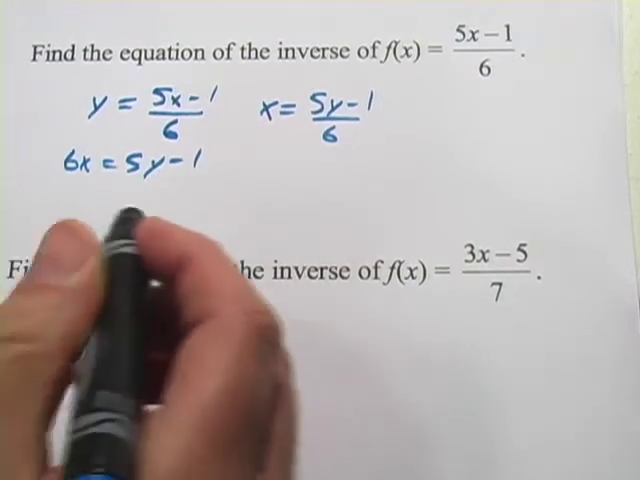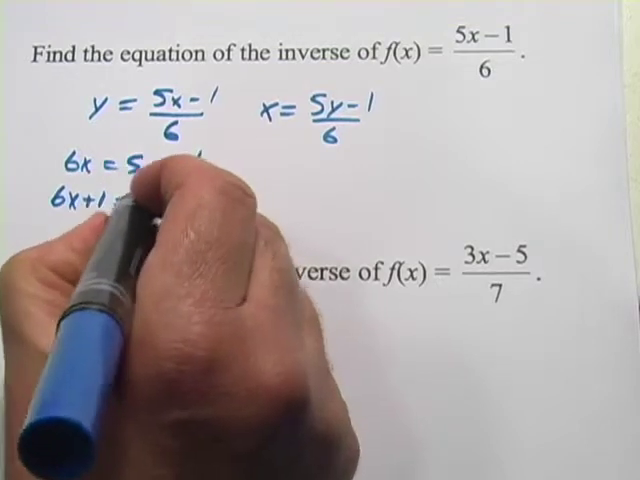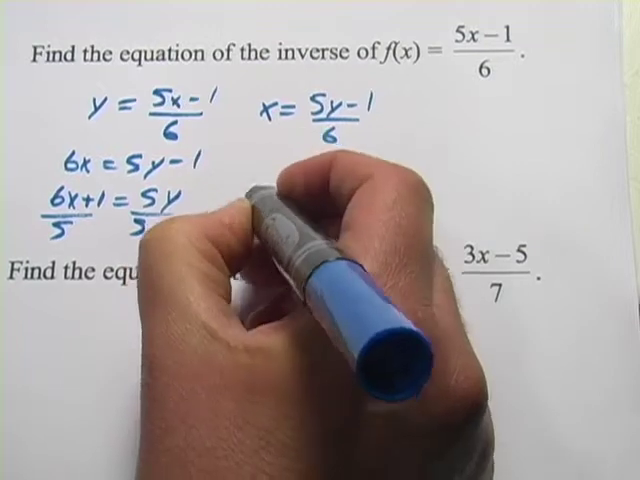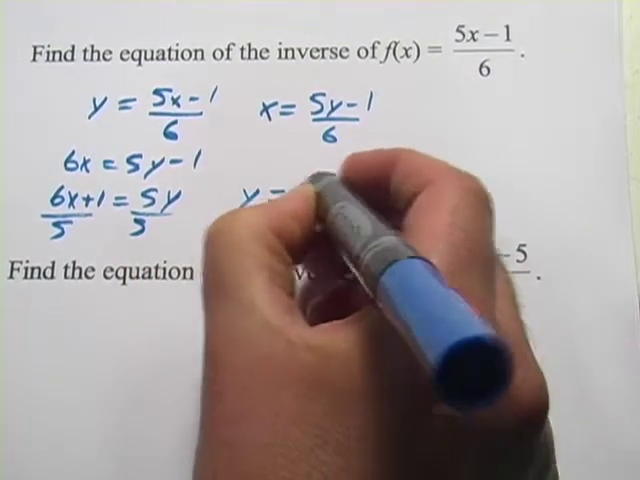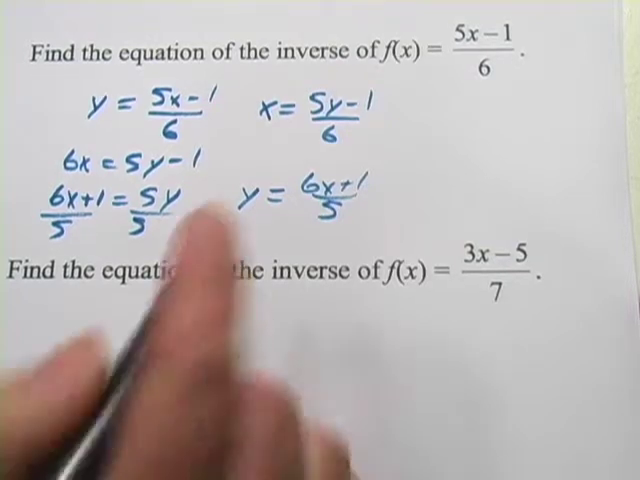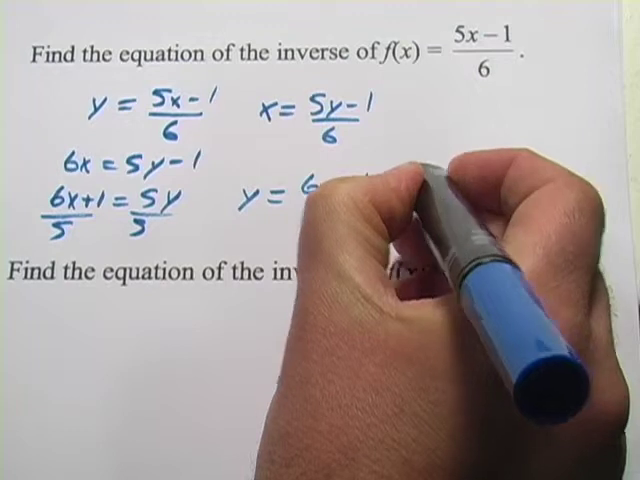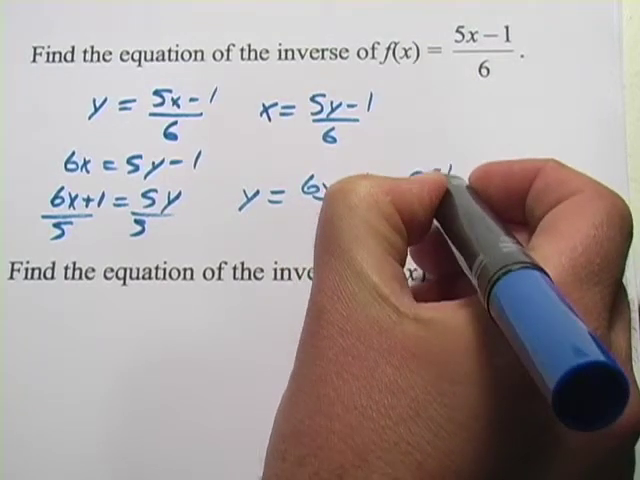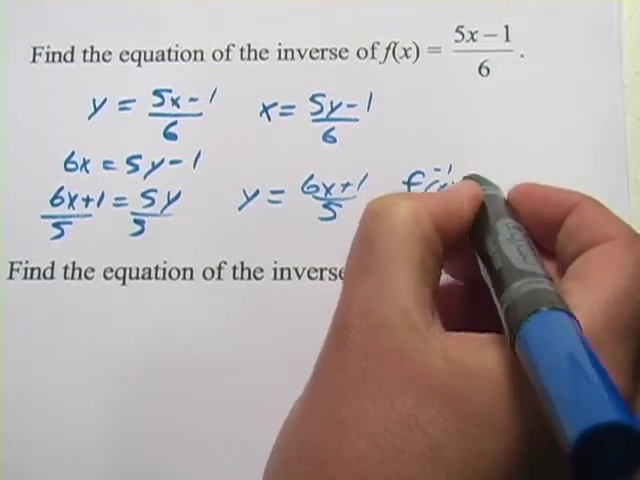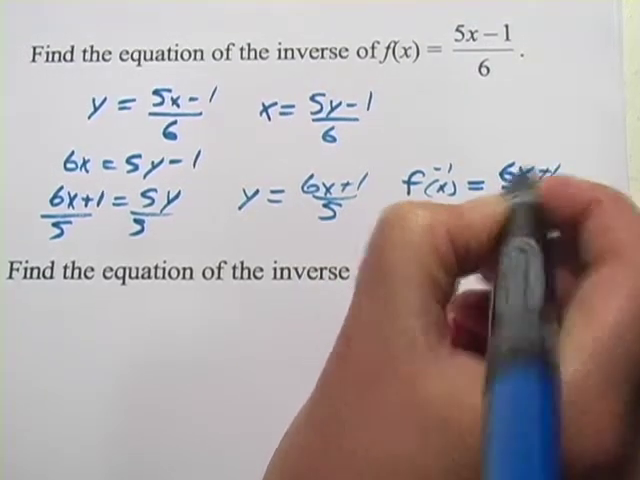I would add 1 to each side. I would get 6x plus 1 equals 5y. Then I'd divide by 5. And I would get, I'm going to just flip this around, y equals (6x plus 1) over 5. And now I can replace that y with f of x, or actually in this case, I'm going to replace it with f minus 1 of x. That minus 1 denotes the inverse, is (6x plus 1) over 5.